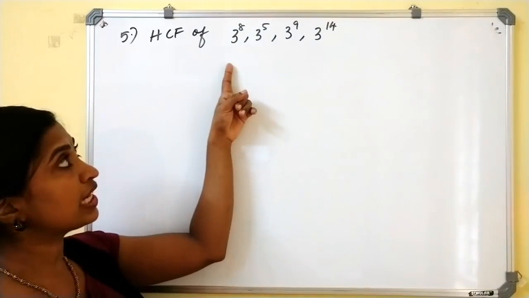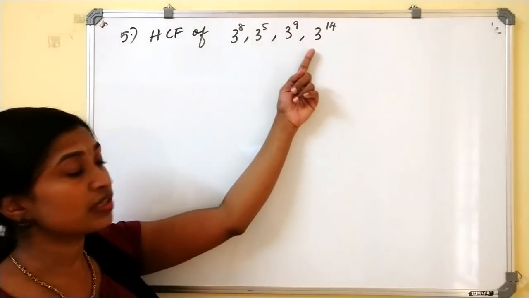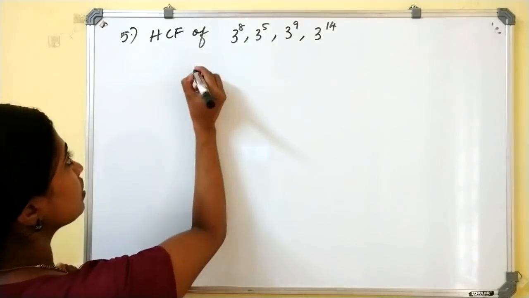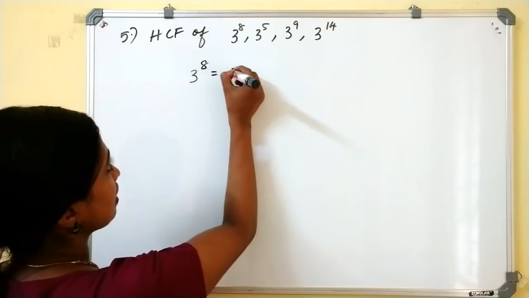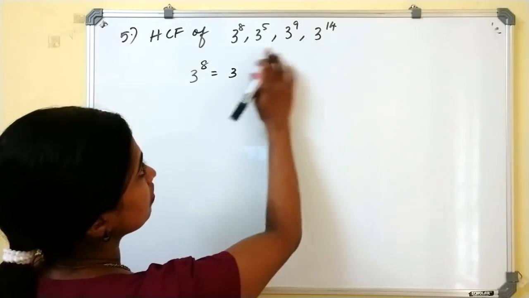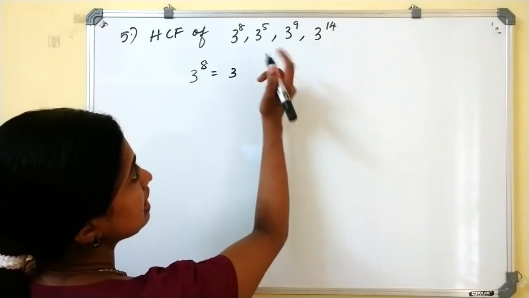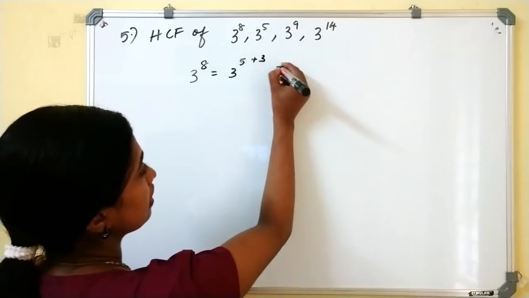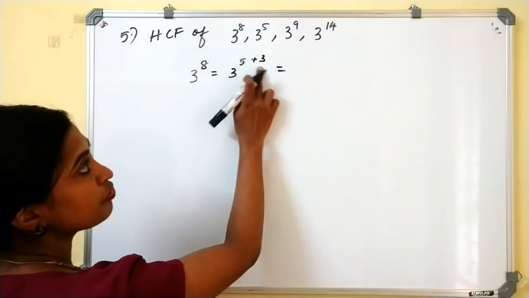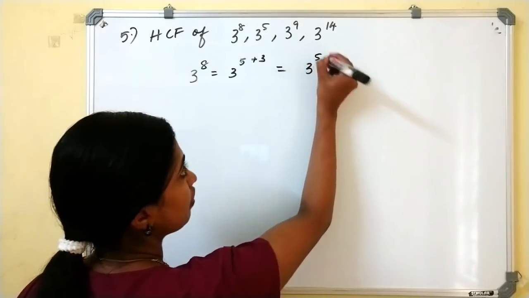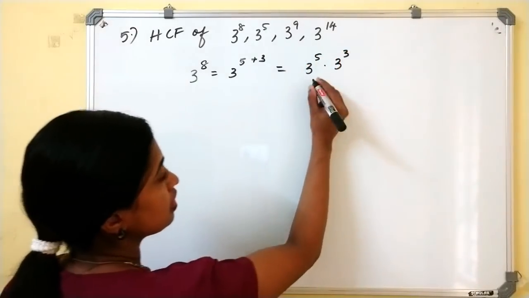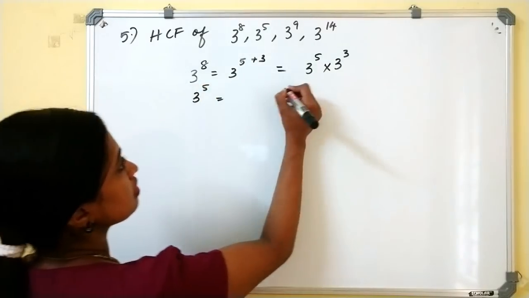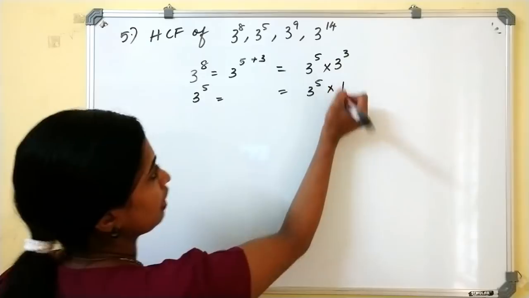Find the HCF of 3 raised to 8, 3 raised to 5, 3 raised to 9, 3 raised to 14. HCF is the highest common factor. So 3 raised to 8 can be expressed as 3 raised to 5 plus 3. From these, the least one is 3 raised to 5. So 8 can be expressed as 5 plus 3, so 3 raised to 5 into 3 raised to 3. Next, 3 raised to 5 is 3 raised to 5 into 1.